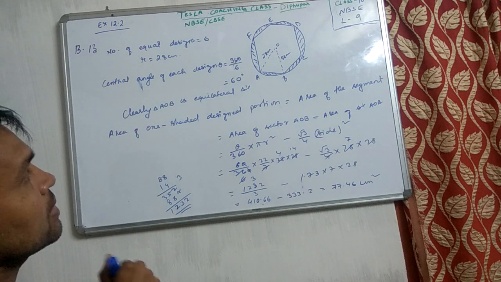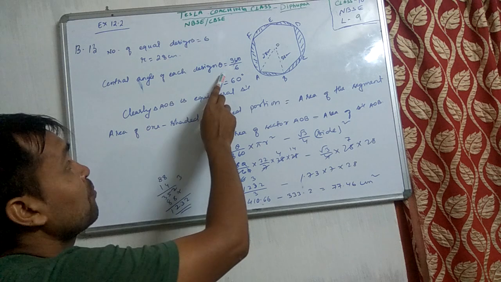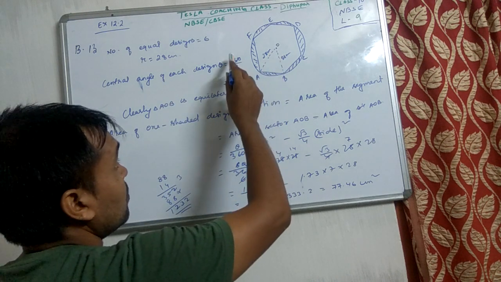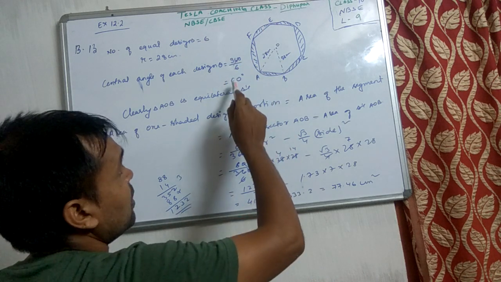Central angle of each design. So what is the central angle of each design? It will be equal to how much? What is the theta here? So 360, and how many designs are there? 6. So divide by 6. So how much are you getting?